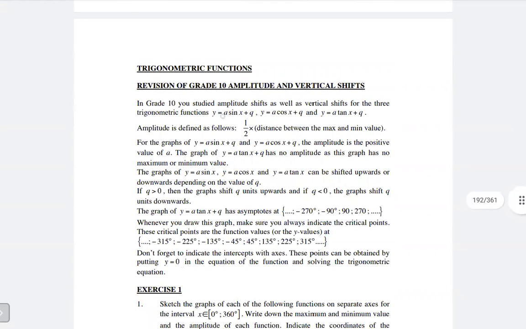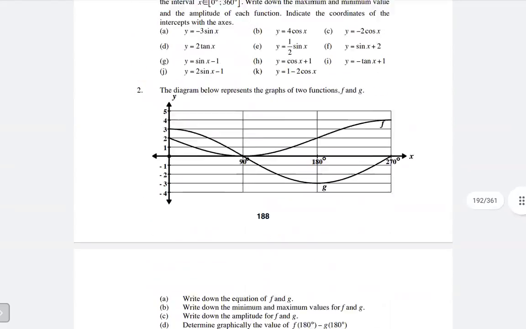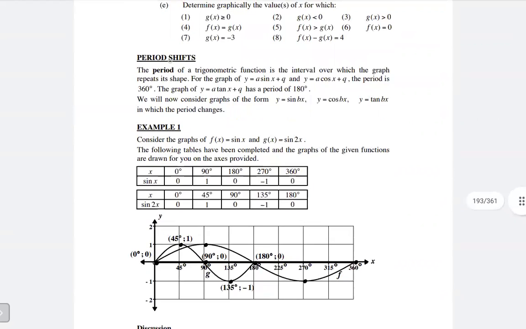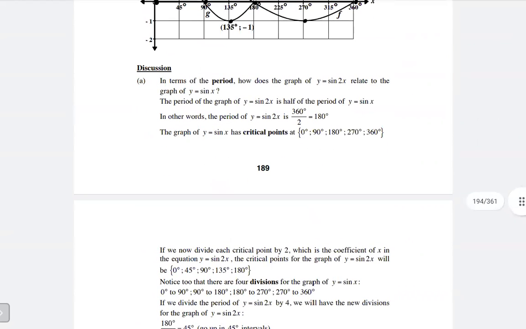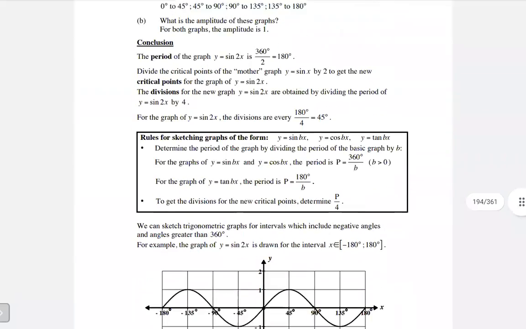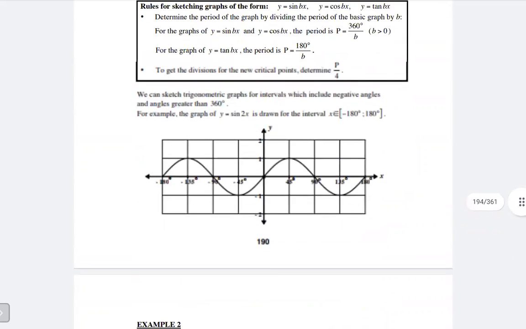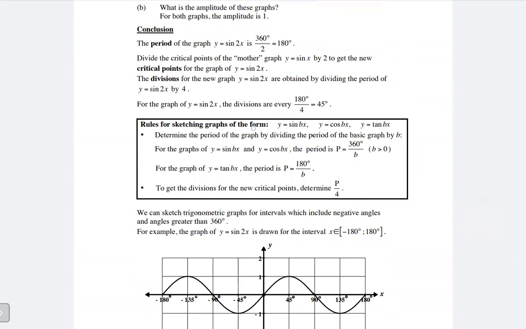Now, if you look at this format, there is a value of a here, and then there's a value of q over there. Furthermore, let's see where I saw something about frequency somewhere here. Okay, not yet. Maybe that's later on. Okay, period shifts. And then let's see what we have here. Conclusion. I think from here, rules of sketching the graphs in the form this.